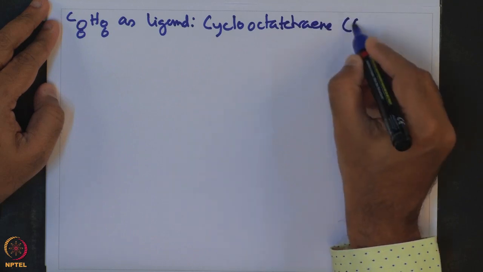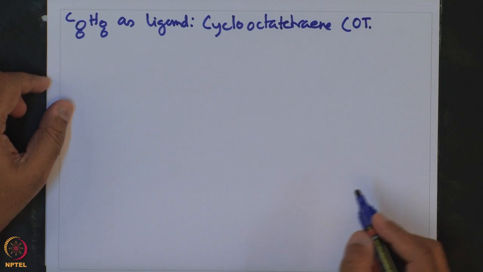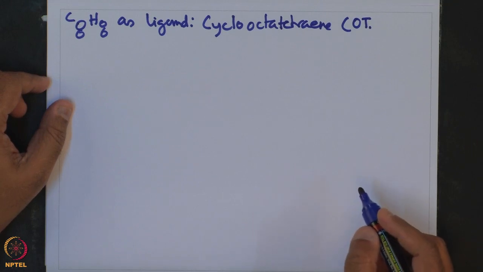Cyclooctatetraene, or COT. Now, COT resembles an alkyne ligand in some ways. COT can coordinate in a tub-shaped fashion as an 8 electron donor, or it can coordinate as a planar 10 electron donor aromatic ligand, as C8H8 2 minus. Now, this needs a bit of illustration.